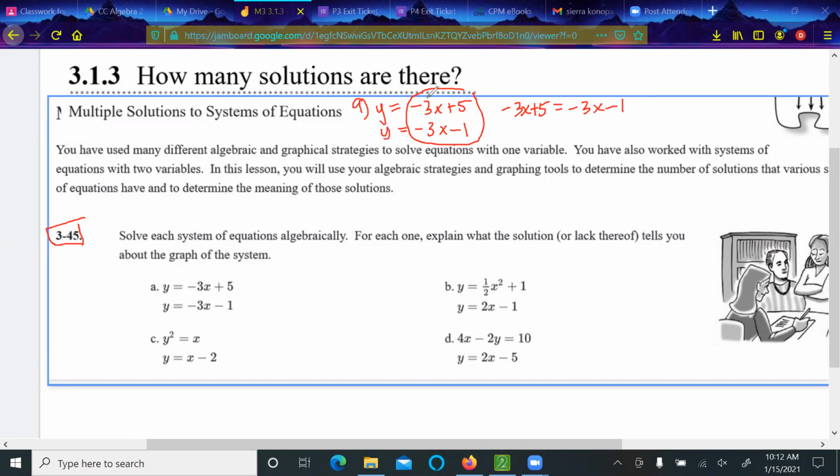One thing I do notice, what do you notice about these equations? Is there something similar about these lines? Hopefully somebody noticed. Do you notice something about this? What is that, guys? Why did I circle that? Slope? They're parallel. That's it.